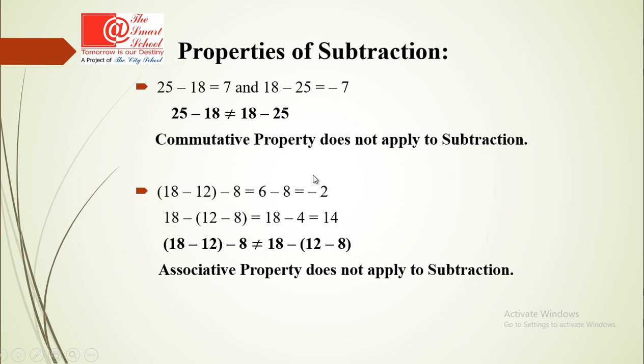So see, this answer is minus 2 and this answer is 14, so both are not equal. It means 18 minus 12 inside the bracket minus 8 is not equal to 18 minus, inside the bracket, 12 minus 8. So the associative property does not apply to subtraction.